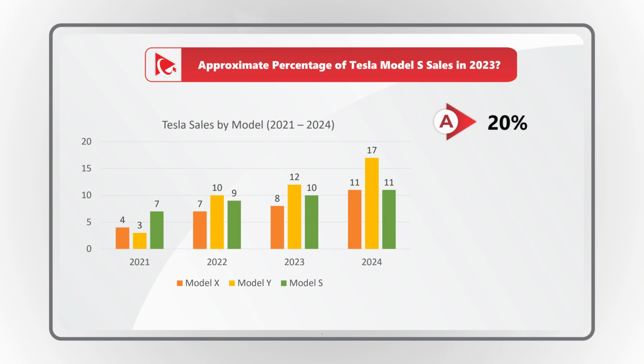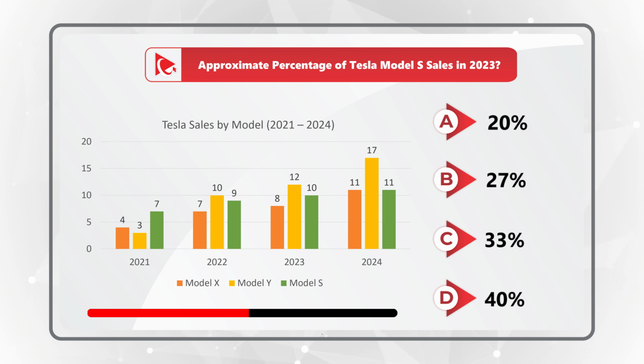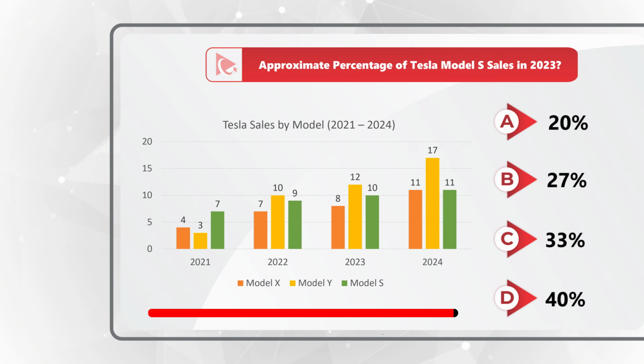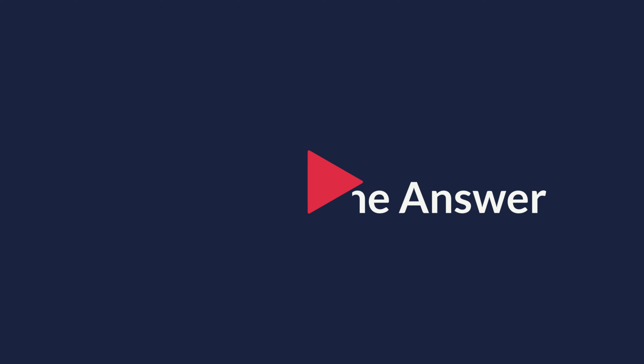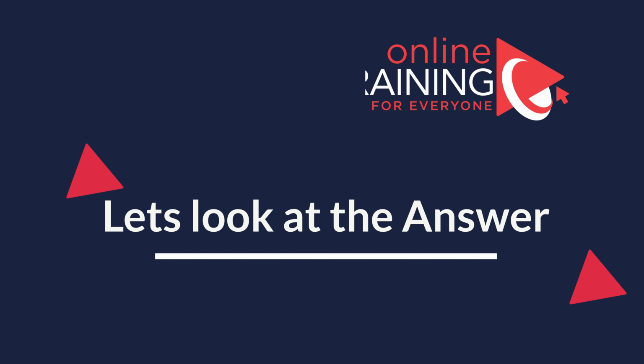Choice A, 20%, choice B, 27%, choice C, 33%, and then choice D, 40%. Give yourself a little bit of time, maybe pause this video to see if you can come up with the solution. Hopefully you figured it out, because I'm moving forward to share the final answer with you. And obviously, if you have a better way to solve it, please make sure to post in comments.